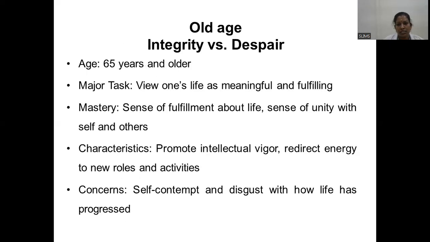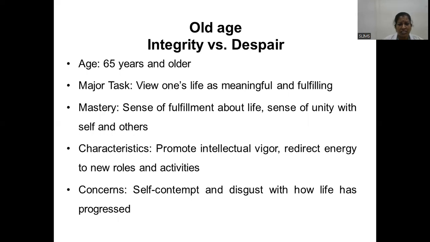Old age, there is integrity versus despair. This one, age is 65 years and older. The major task is to view one's life as meaningful and fulfilling. Mastery, this one, there is a sense of fulfillment about life and a sense of unity with self and others. These characteristics promote intellectual vigor, redirect energy to new roles and activities. Concerns in this one: self-contempt as well as disgust with how life has progressed.